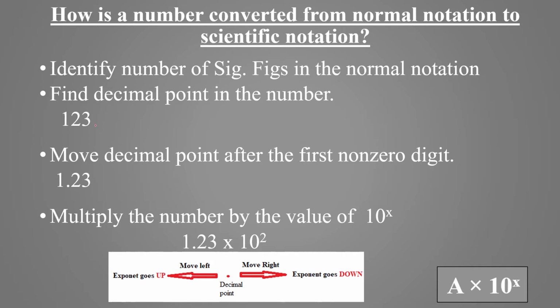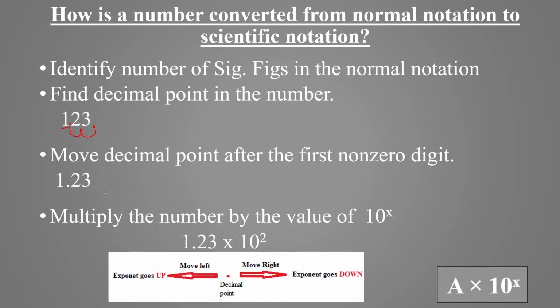So for this step, the decimal point is here at the end. The next thing is to move the decimal point to right after the first non-zero digit. The first non-zero digit in this measurement is this one. So this is your first non-zero digit, and you have to move the decimal point right after it. We're going to move the decimal point here. And this is what we did here.